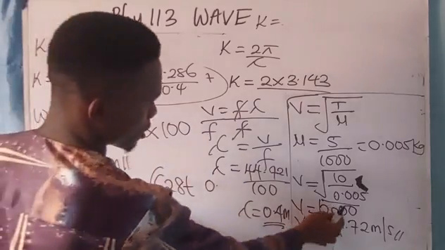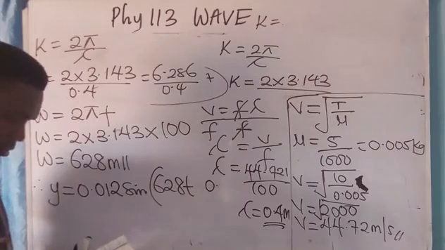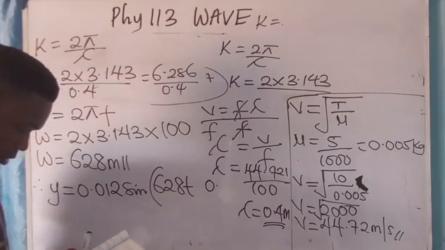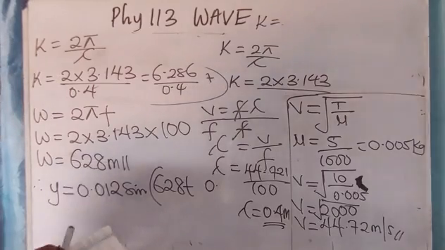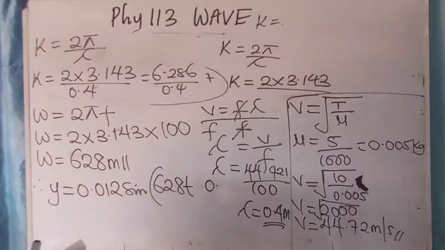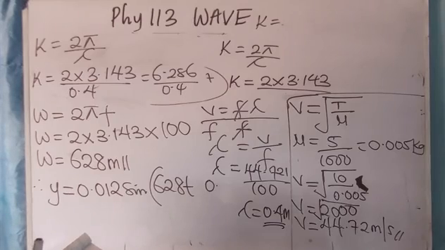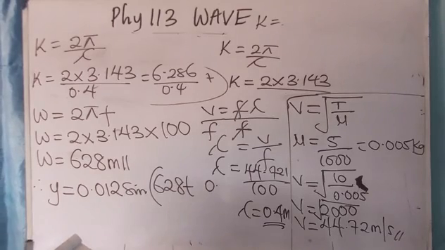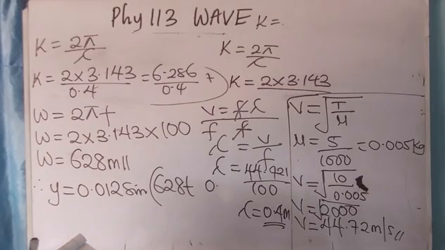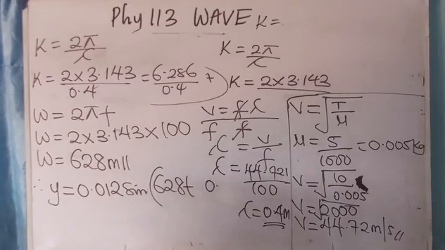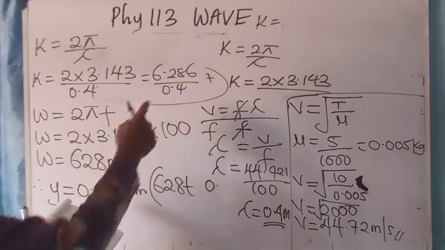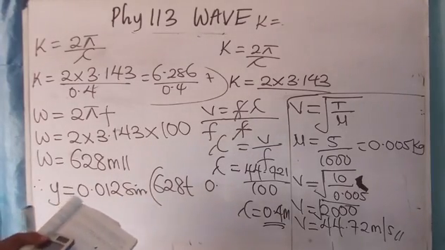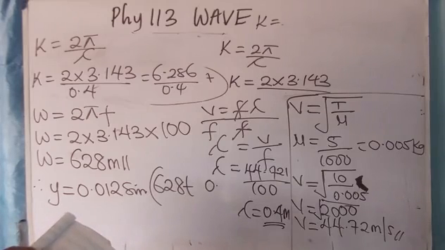The velocity, okay, let me check here again. The square root of 2000 equals 44.721. Okay, so velocity divided by frequency: 44.72 divided by 100 equals 0.44. Now you have 6.286 divided by 0.44 equals 14 point something.